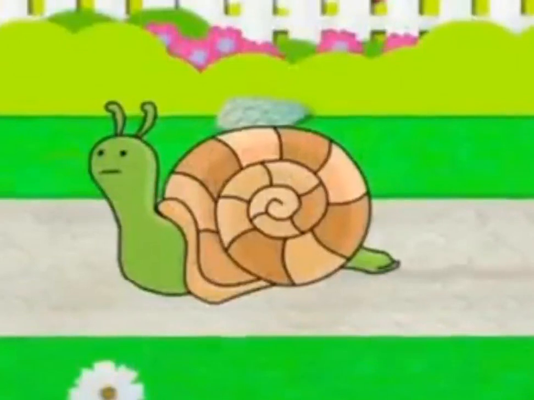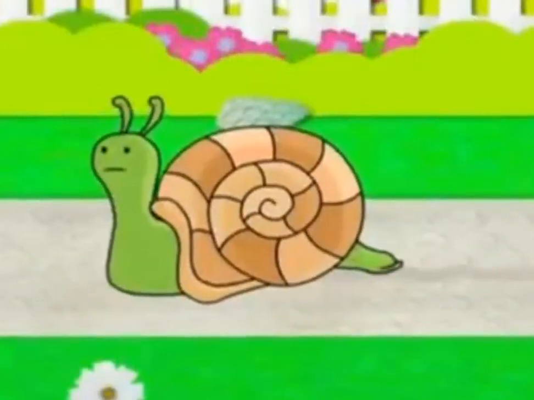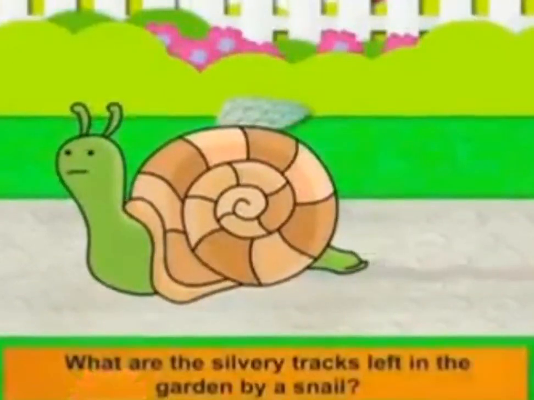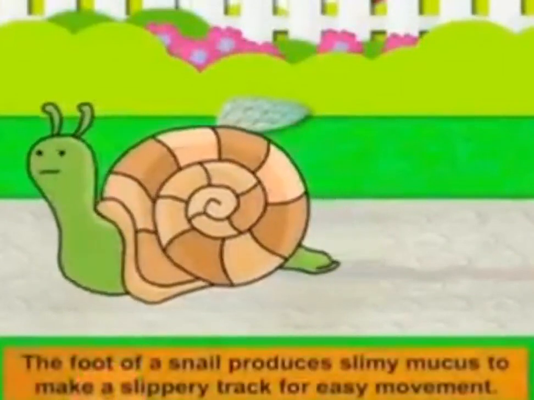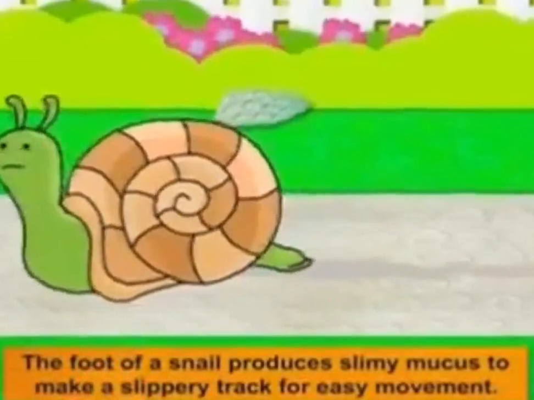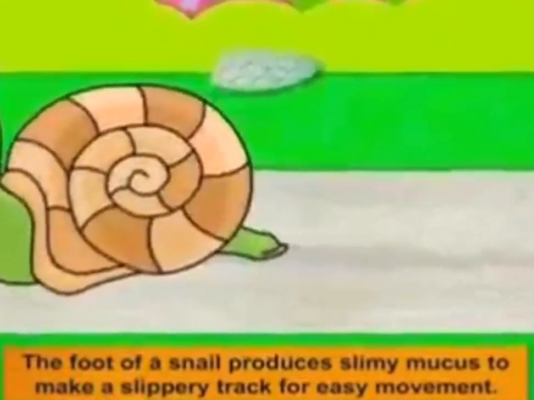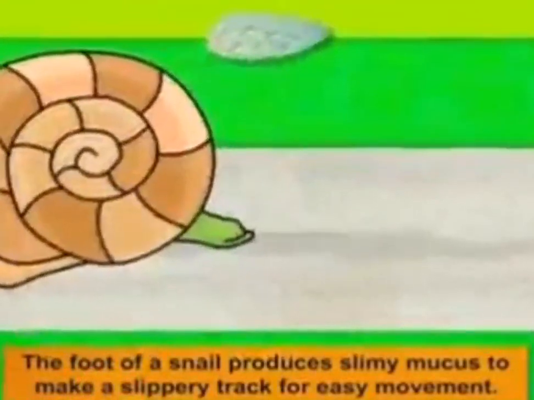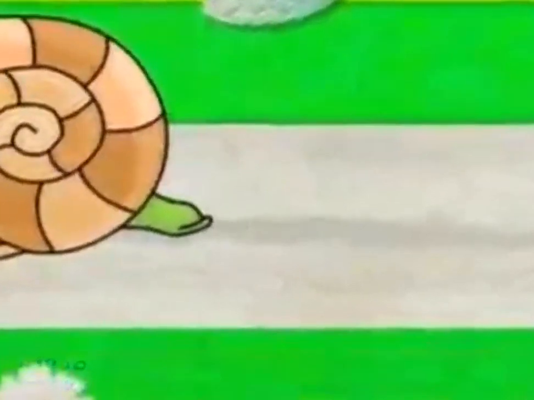The snail moves by creeping on a flat foot underneath its body. What are the silvery tracks left in the garden by a snail? The foot of a snail has special glands which produce slimy mucus to make a slippery track for easy movement. When the slime is released and it comes in contact with air, it hardens to form a silvery track.